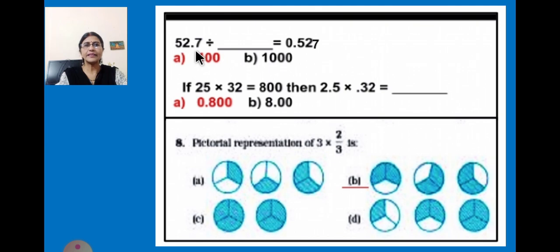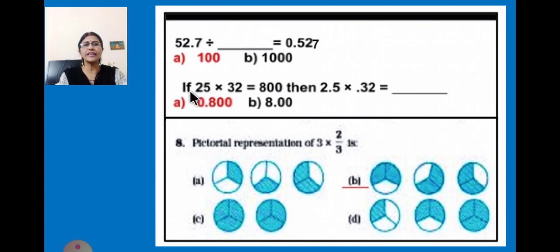Next, another fill in the blanks. 52.7 divided by dash is equal to 0.527. You can see the decimal point was here. Now it has come here. How many places has it come to the left side? It has shifted to the left by 2 places. We have learned whenever it shifts to the left side, that means there is division. So the division sign is given, and we just have to find the number. As it has gone to the left by 2 places, it will be divided by 100. So you will select the right option here, the A option.